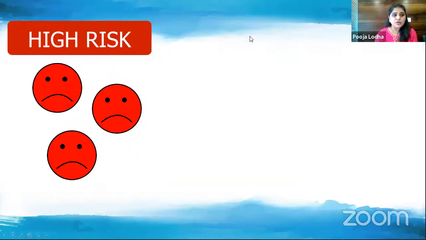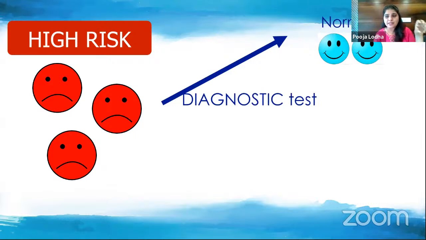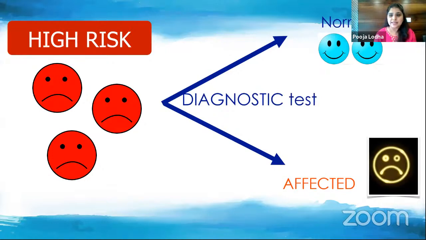Now, looking at the high risk group, you subject the high risk group to a diagnostic test. Mind well, the test that you are subjecting the high risk group to is a better test than the screening test. It cannot be the same test and it cannot be a test which is worse than the previous screening test. So you do a better test, rather the best test, which is the diagnostic test, and then finally declare whether these women who have been assigned to the high risk group are normal, they were only in the group by mistake, or they are affected and the fetus is abnormal.